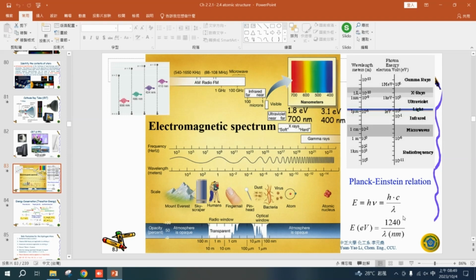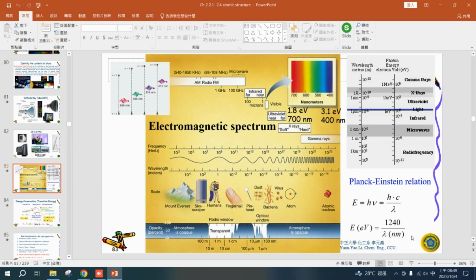And if you use the unit of the energy in electron volts and the wavelength of the radiation in nanometers, we can simplify this equation to become: energy equal to 1240 divided by lambda. This is the equation I want you to remember.